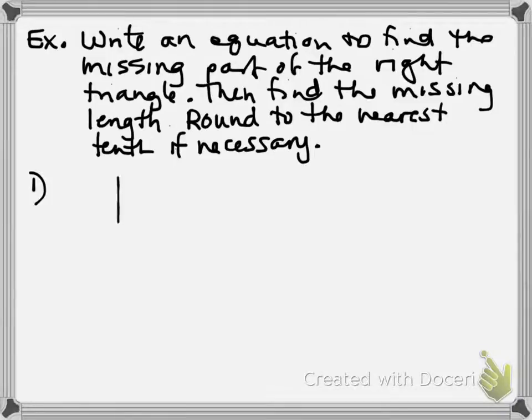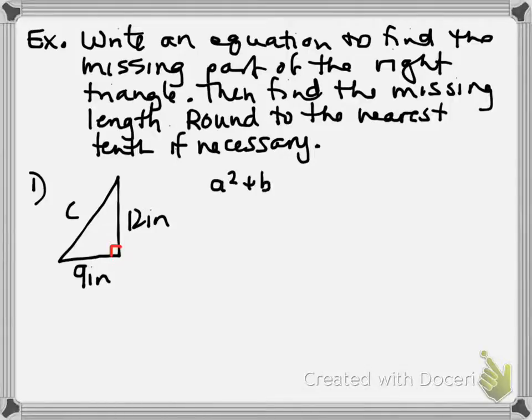So our first problem, we've got 9 inches, 12 inches, and C. So we know that we've got a squared plus b squared equals c squared. So I'm going to plug in numbers, and again, it doesn't matter who's a and who's b. So I'm going to substitute in 9 for a and 12 for b.